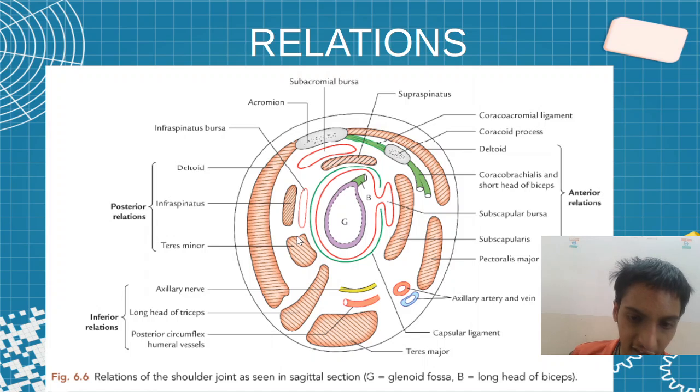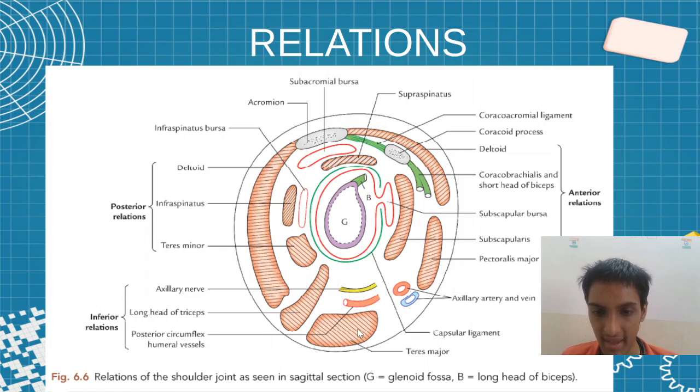Inferior we have the axillary vessels and nerves, along with the posterior circumflex humeral vessels, or just circumflex humeral arteries. We have the triceps long head. Also we have the teres major. And extra, we are finding the glenoid cavity, the bursa and the joint capsule.